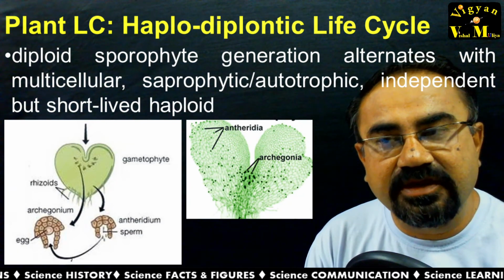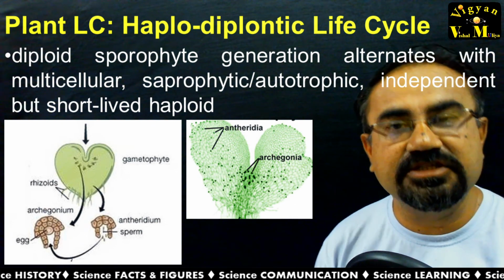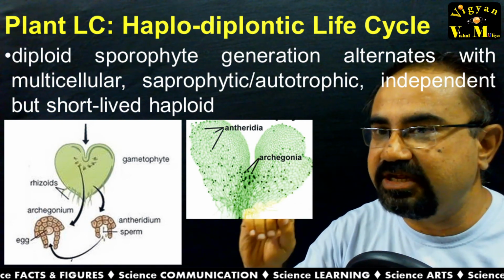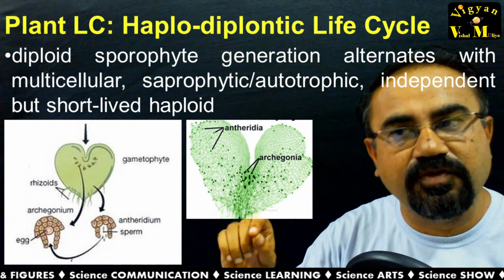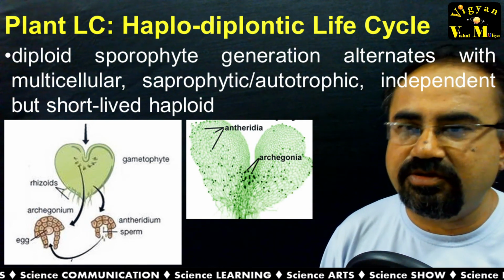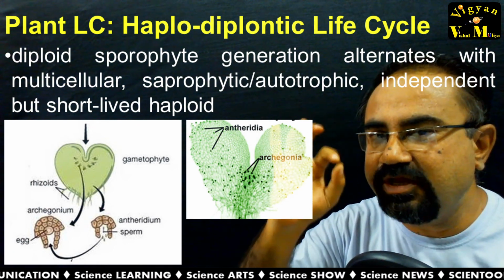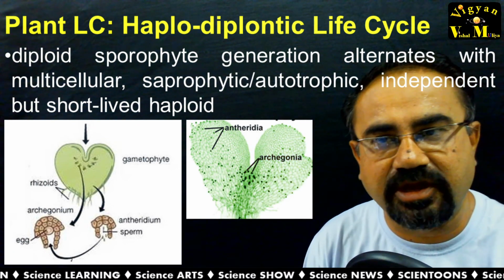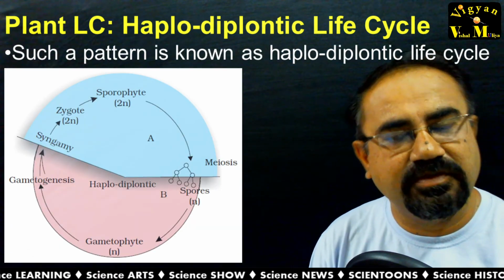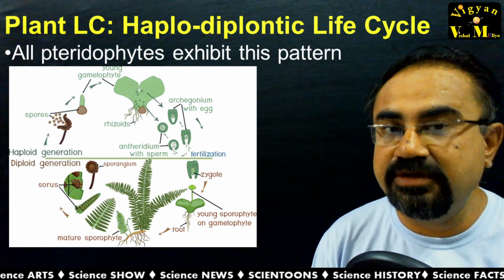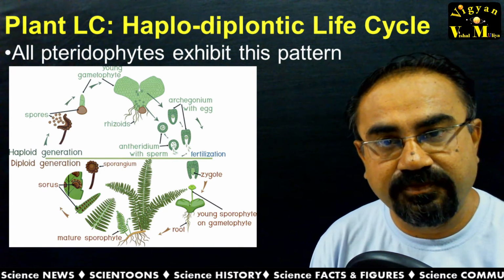This diploid sporophytic generation alternates with the multicellular gametophyte. The gametophyte is multicellular, either saprophytic or autotrophic, independent, but it is very small and short-lived. Such a condition is also a haplo-diplontic life cycle, which is shown in Pteridophytes.